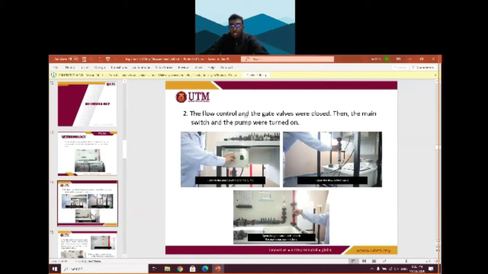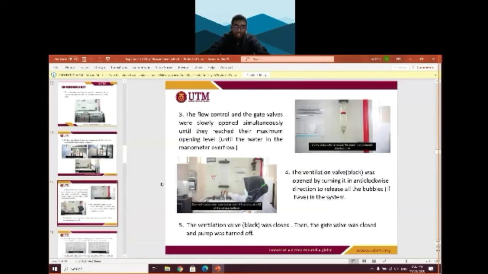Second, we must close the flow control and gate valves, and then the main switch of the pump is turned on. Then the flow control and gate valves are slowly opened simultaneously until they reach their maximum opening level, which means until the water in the manometer overflows.